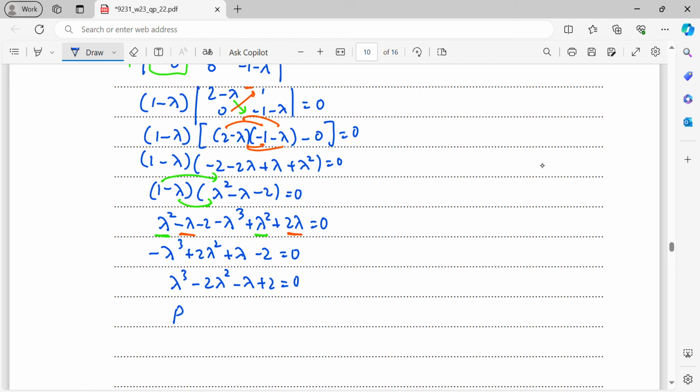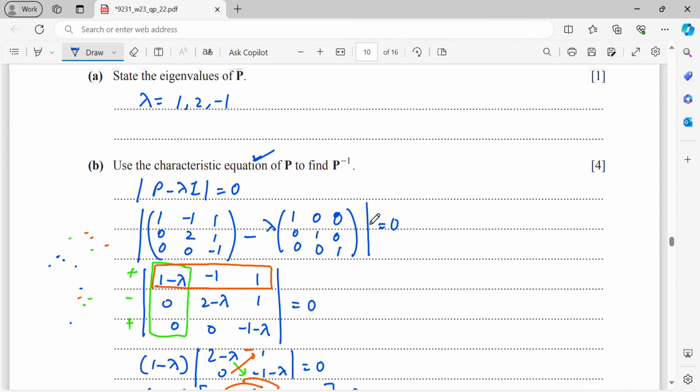Okay, so now P cubed minus 2P squared minus P, but you cannot just write 2 because 2 is a constant. Now you are getting all the matrices, so it will be 2I, where I is the identity matrix. And use this characteristic equation to get the P inverse.